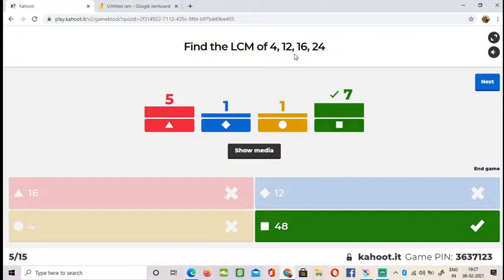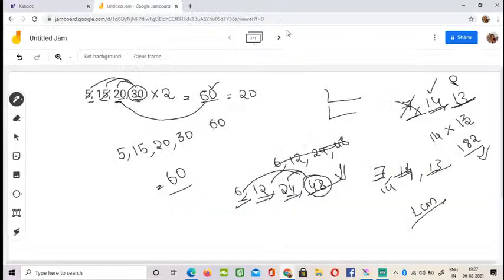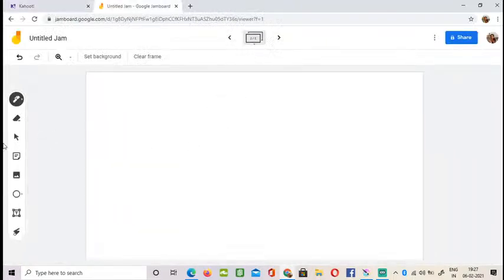Here 4, 12, 16 and 24, the largest number is 24. So you will have to see whether this 24 is divisible by 4, 12 and 16. So 4 and 12, the number is divisible. So let's cut this 4 and then 12. So let me explain this in Jamboard. So here you have your Jamboard and even your question. So let's see how you should solve it.